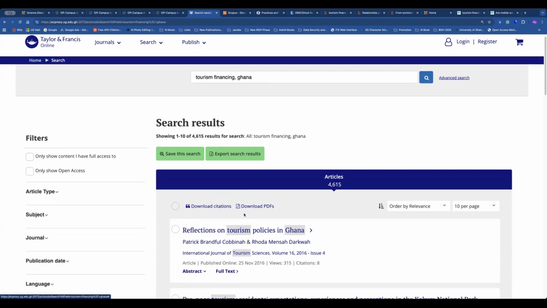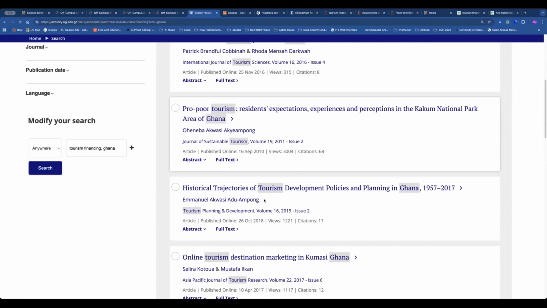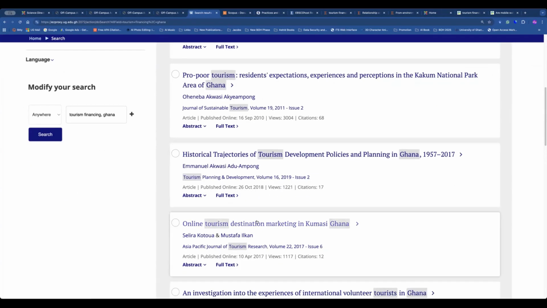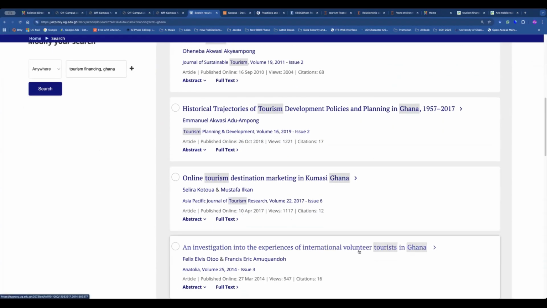Reflections on tourism policies in Ghana. Poor tourism. Okay, Kakum Park. So now online tourism destination market in Kumasi. So investigation of experience of volunteer tourists in Ghana. Okay, let's look at this one. So we click on that one.